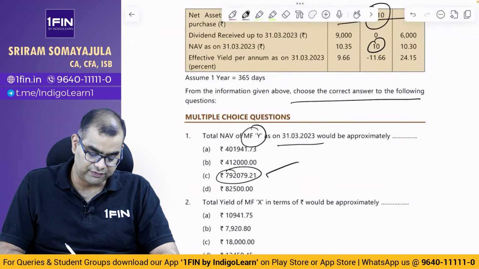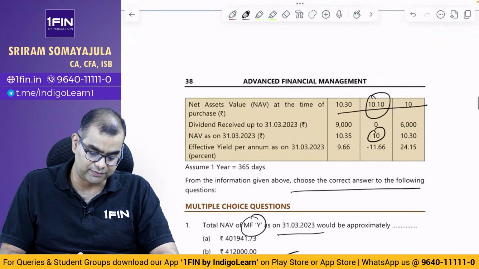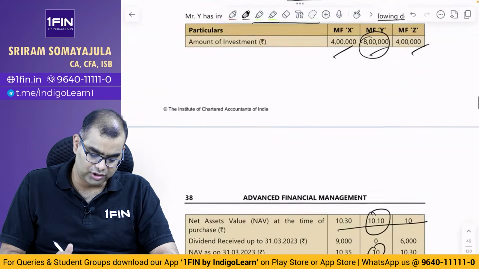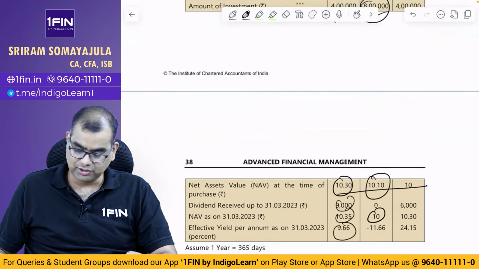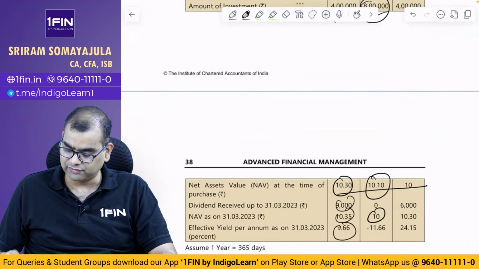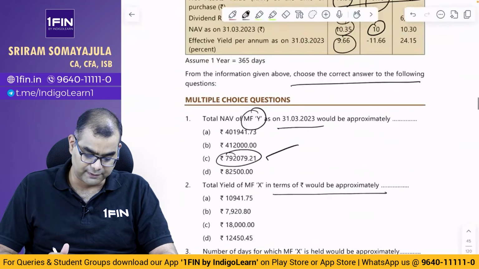Then total yield of MFX in terms of rupees would approximately be the yield of MFX. What is the yield of MFX? 4 lakhs you invested at 10.3. Then you also got a dividend. Then you have closing NAV, effective yield per annum. So now 9.66% on 4 lakhs. 4 lakhs into 9.66% is 38,640.